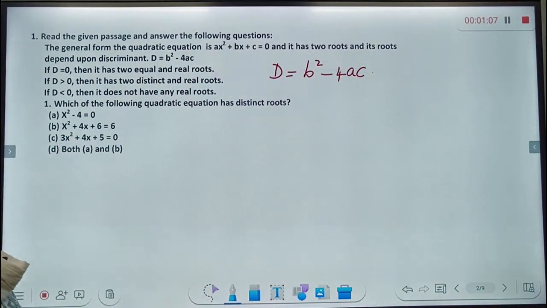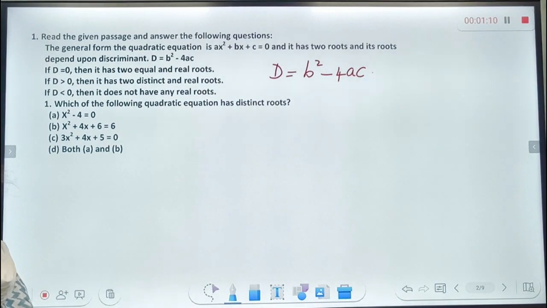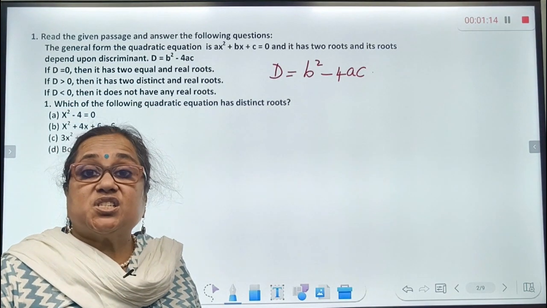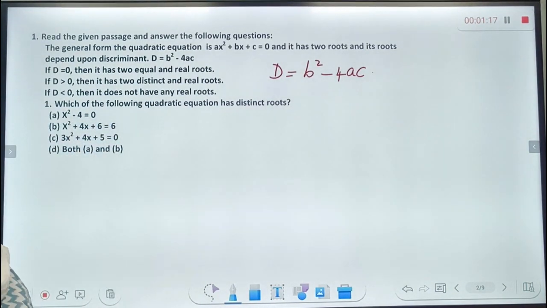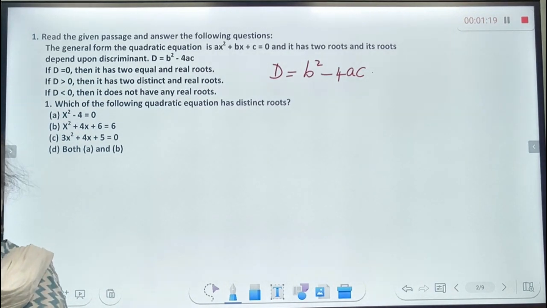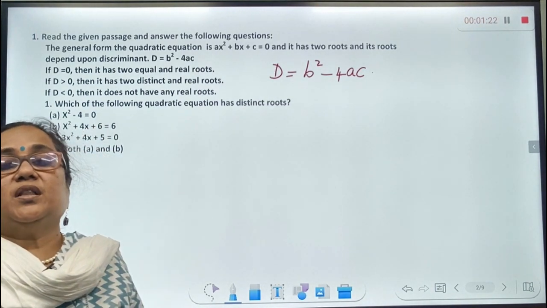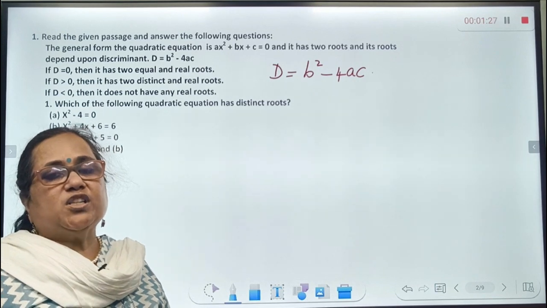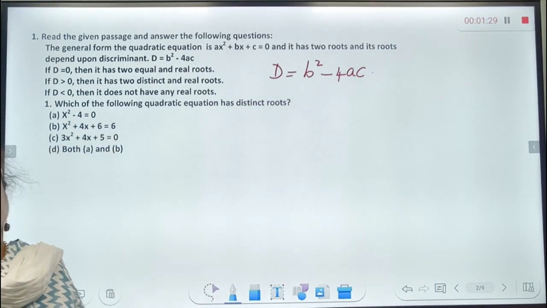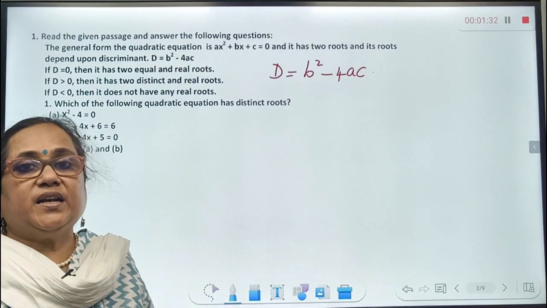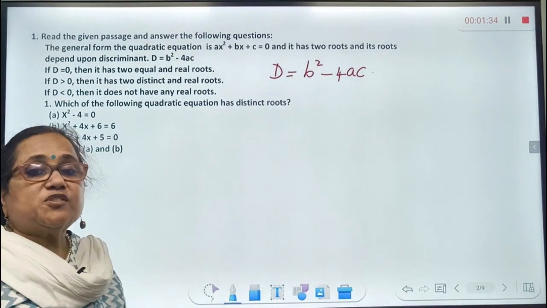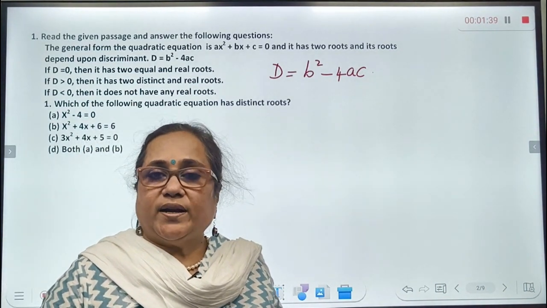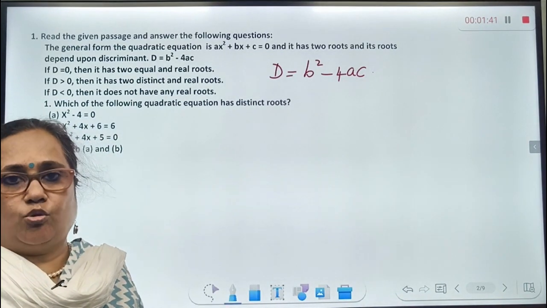If b square minus 4ac is strictly greater than 0, then the quadratic will have two distinct real roots. If D is equal to 0, if b square minus 4ac is equal to 0, the quadratic will have real but equal roots. Because the discriminant is 0, the only solution is minus b by 2a, and therefore it has two identical roots. If b square minus 4ac is less than 0, what will happen? Then in that case, the quadratic is not going to have any real roots.